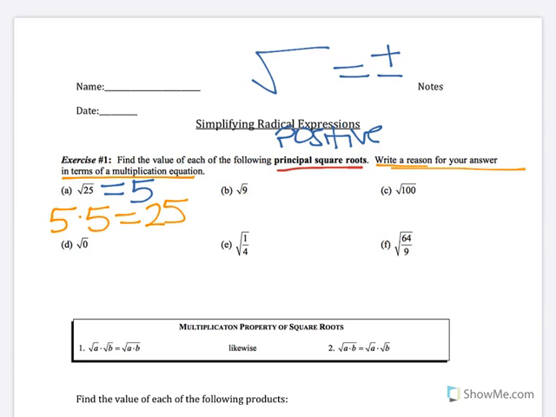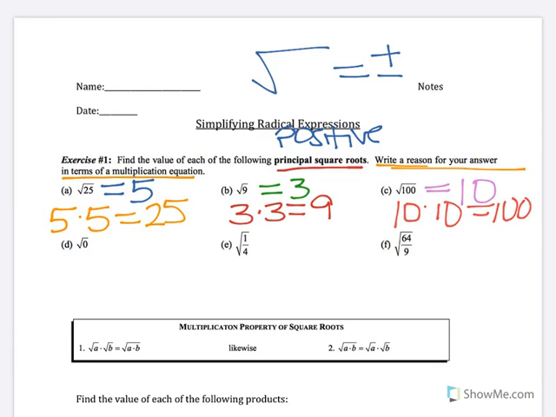Part B says the square root of 9. We know that is 3. And the reason is that 3 times 3 equals 9. The square root of 100 is 10, and that's because 10 times 10 equals 100. And as we keep on going, the square root of 0 is 0. And obviously, 0 times 0 is 0.